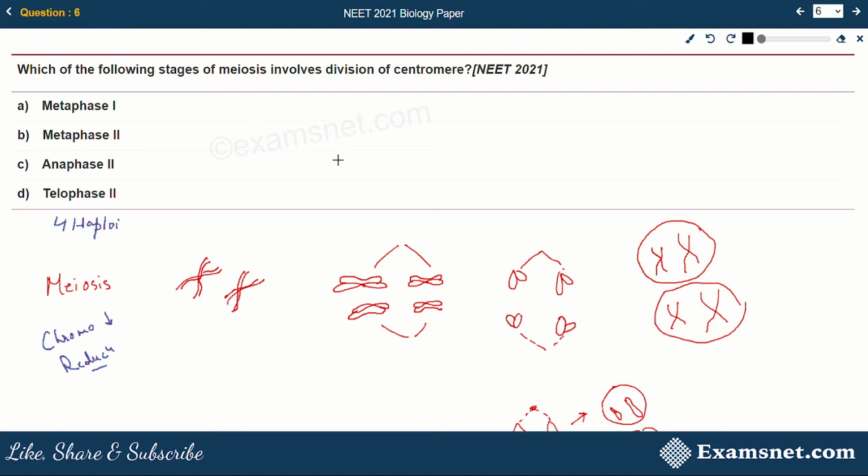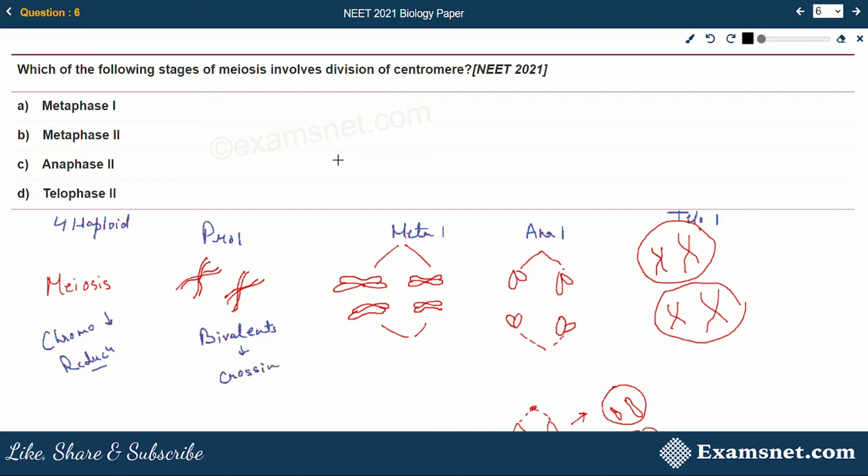Now meiosis 1 is further divided into 4 stages: prophase 1, metaphase 1, anaphase 1, and telophase 1. Similarly, meiosis 2 consists of prophase 2, metaphase 2, anaphase 2, and telophase 2. Now what happens in prophase 1? The homologous pair of chromosomes form bivalents and then they undergo crossing over.